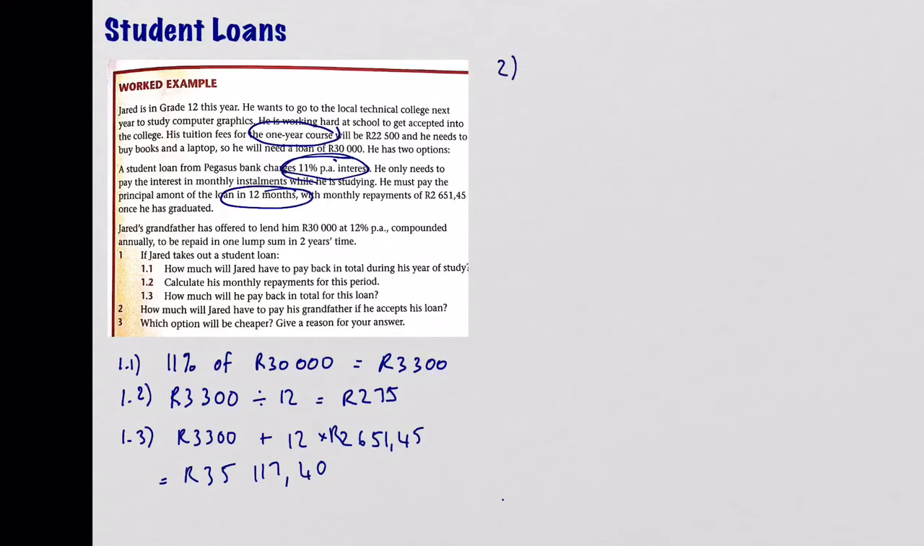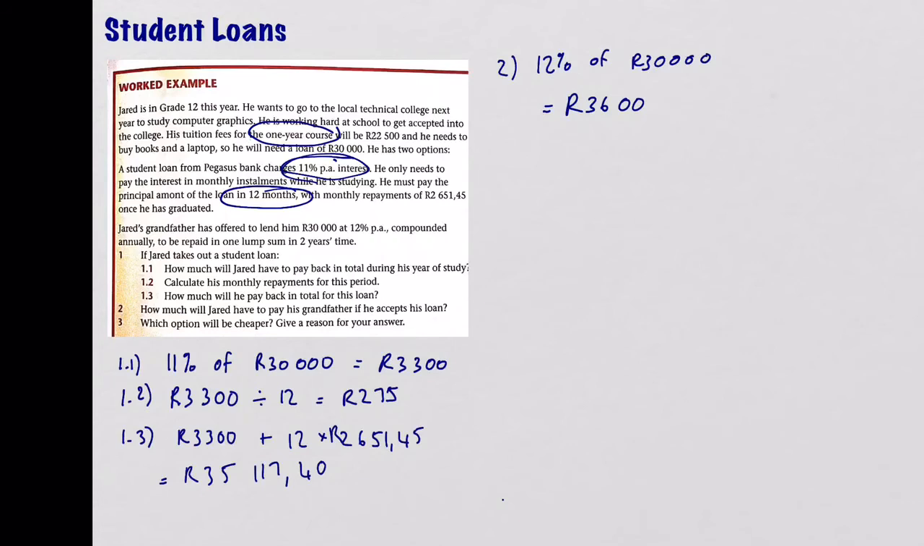Question 2. How much will Jared have to pay his grandfather if he accepts his loan? So I'm going to do this slightly differently to the way the textbook does it. The interest is 12% per annum. Remember he's got to pay back in one lump sum at the end of 2 years. So we're going to work out the interest on 1 year first. So 12% of the 30,000 Rand that he was given is 3,600 Rand.